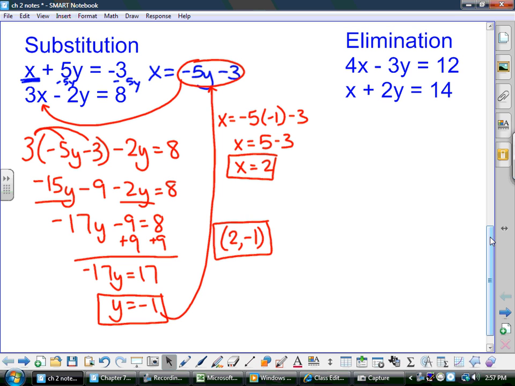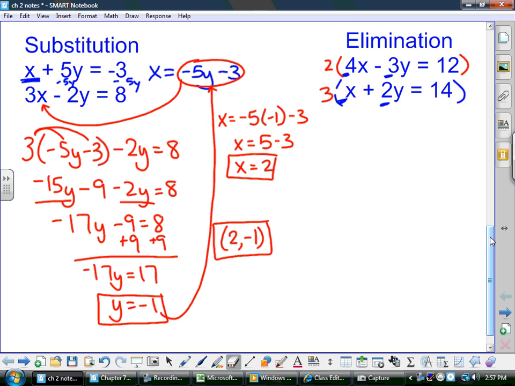A second way that you can solve systems is by elimination. To solve by elimination, you need either the x's to both have the same coefficient or the y's to both have the same coefficient. In this case, I could either multiply the second equation by 4, and then both of the x terms would have coefficients of 4, or if I wanted to make the y's have the same coefficient, I'd multiply the bottom one by 3 and the top equation by 2. Then the y's would both have coefficients of 6.